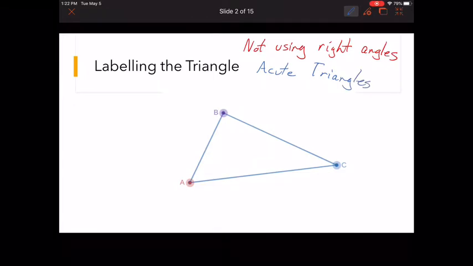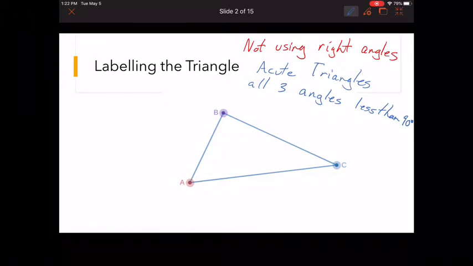And what this means is that all three angles are less than 90 degrees. So everything that we're going to be doing in grade 10, just be aware that we're always talking about acute triangles, meaning all three angles are less than 90 degrees.